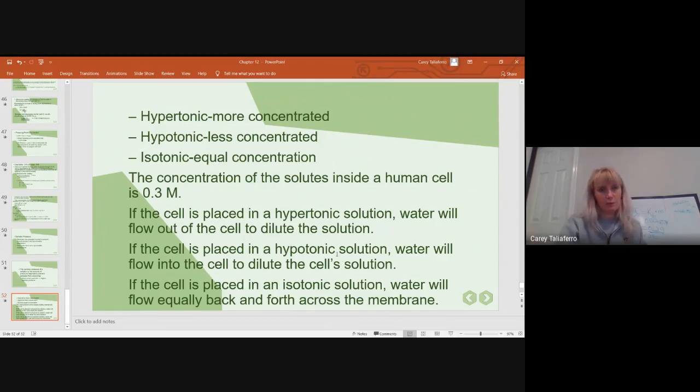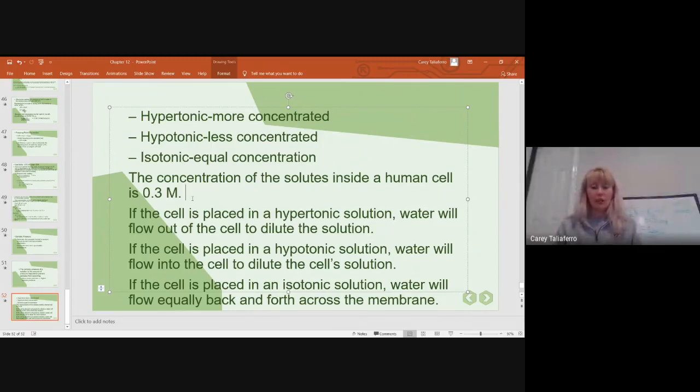So a few terms just to keep in mind. A hypertonic solution means it's more concentrated. Hypotonic means it's less concentrated, and isotonic means there's an equal concentration. So here's how I think about this. The concentration of solutes inside a human cell is about 0.3 molar. So inside your cells, if everything's normal and homeostasis is established, your cells have a 0.3 molar solution.